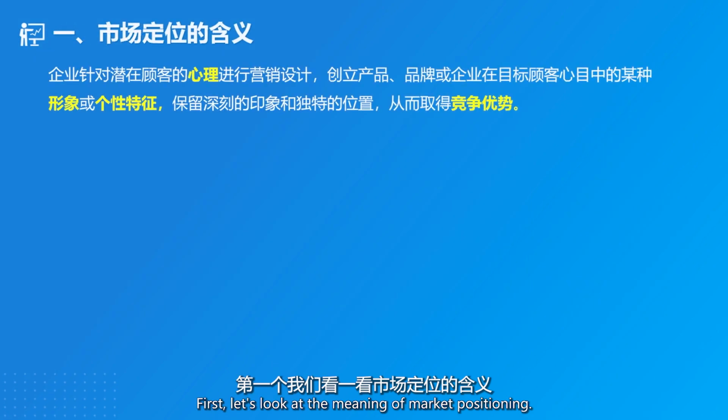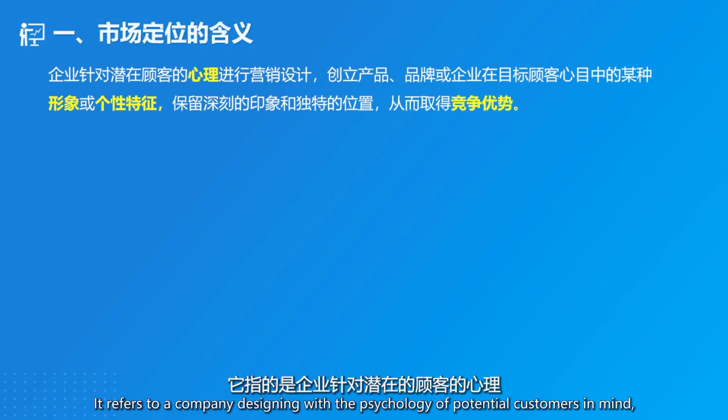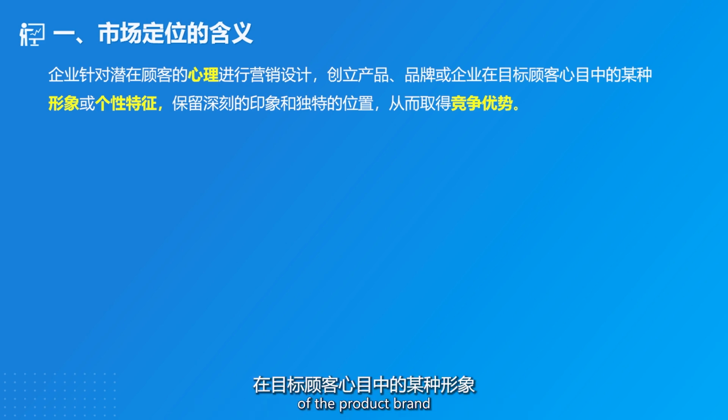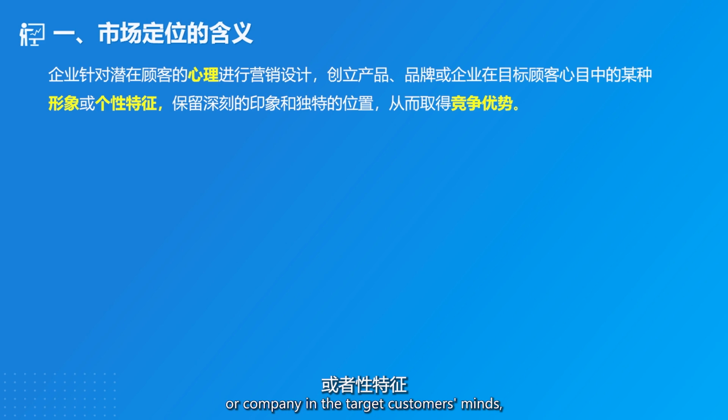First, let's look at the meaning of market positioning. It refers to a company designing with the psychology of potential customers in mind, to establish a certain image or characteristic trait of the product, brand, or company in the target customer's minds that leaves a profound impression and a unique position. The goal is to gain a competitive advantage, and gaining a competitive edge is ultimately to generate more profit.